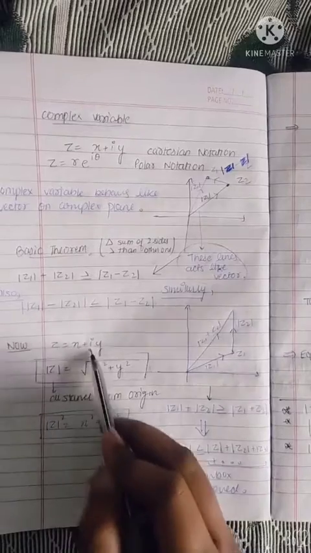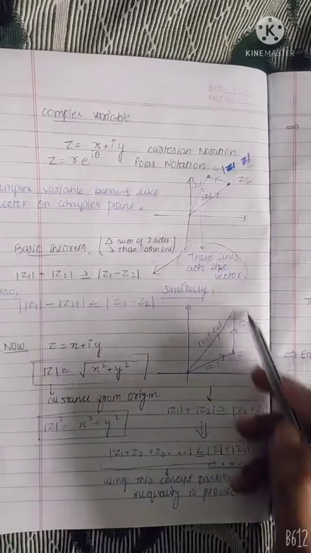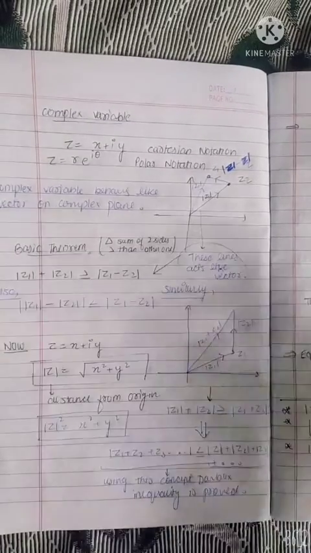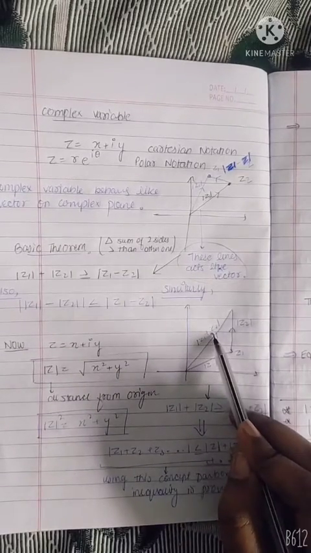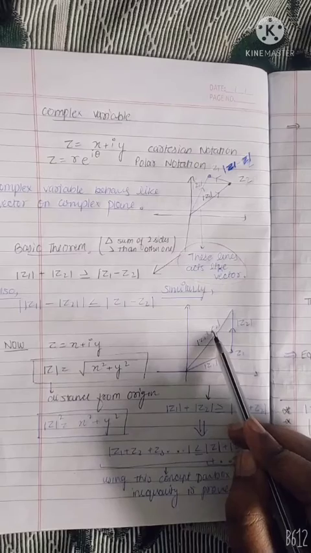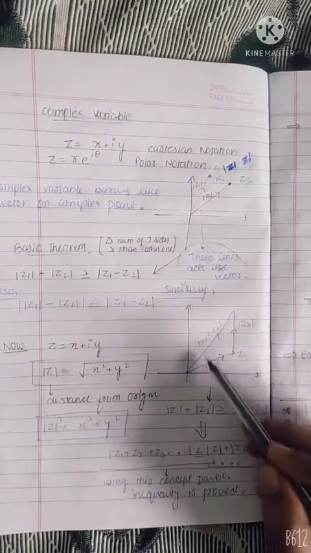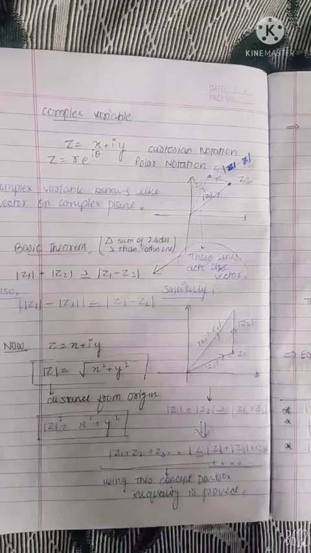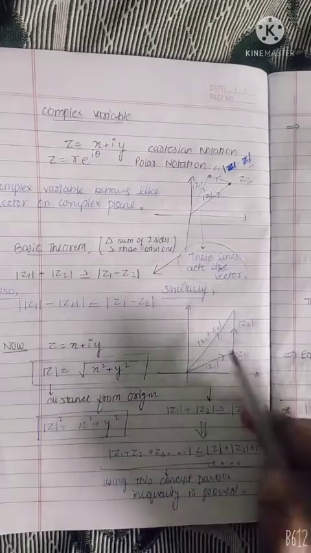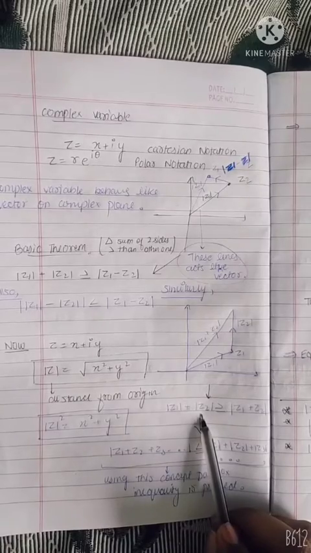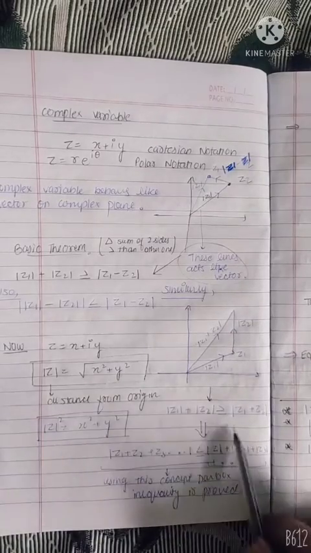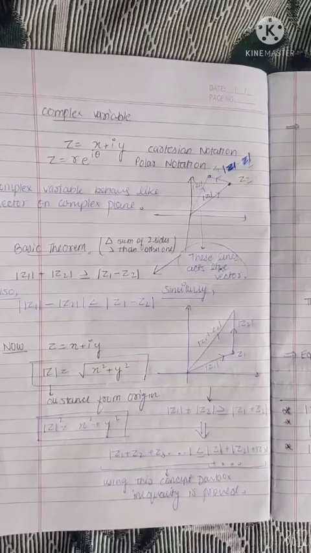Now z is equal to x plus iy. Here we can see a different plot. It is z1, it is z2. The third vector, using the triangle law of vectors, we get as mod of z1 plus z2. So for this particular figure we can say mod z1 plus mod z2 individually is greater than the overall mod of z1 plus z2, and we can take this theorem for n number of vectors.